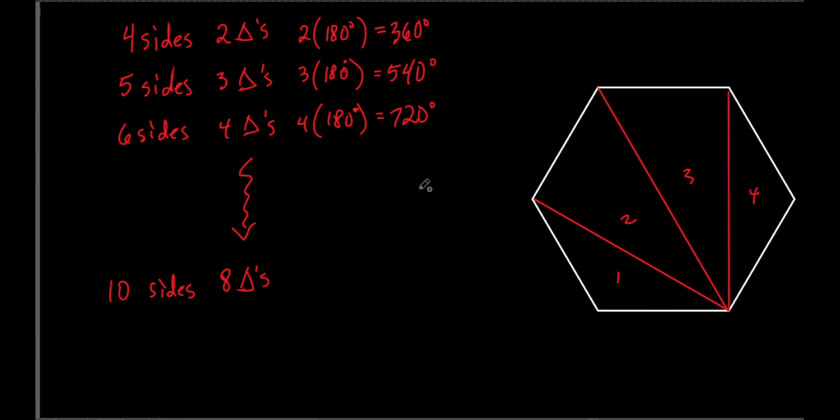So now, what is the angle sum of a 10-sided figure? So that would be 8 times 180 degrees. And I have no idea what that is. Is it 1440? That sounds about right.